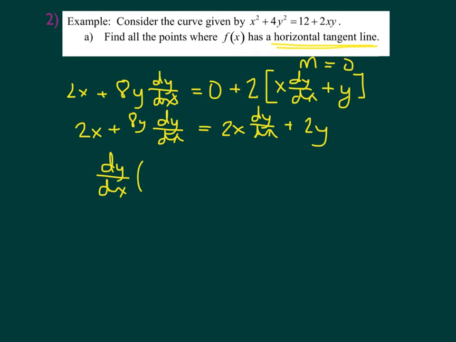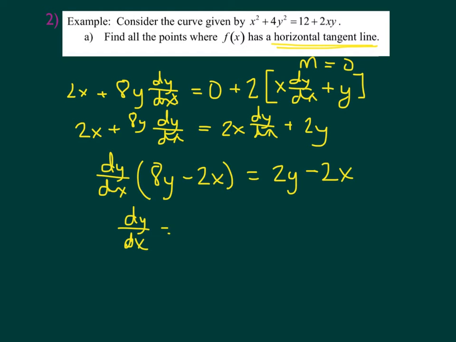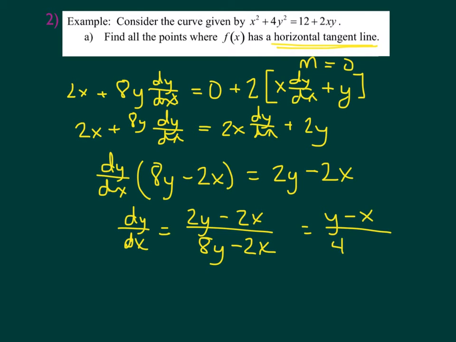So dy/dx, and then I would have 8y, and then I'm going to subtract the 2x, so minus 2x, is equal to, on the right-hand side, I'm going to collect my non-dy/dx terms, so I have the 2y already there, and I'm going to subtract over 2x. All right, so dy/dx is equal to 2y minus 2x all over 8y minus 2x, which of course everything can be divided by a 2, so I'm going to do that: y minus x over 4y minus x.